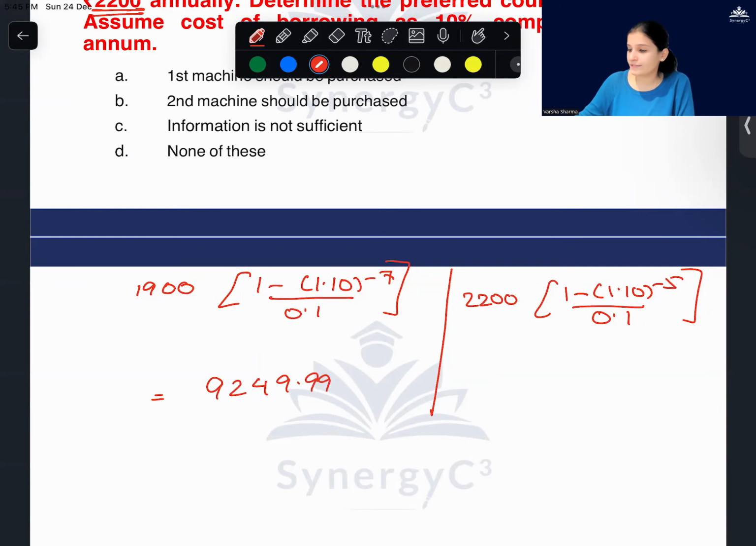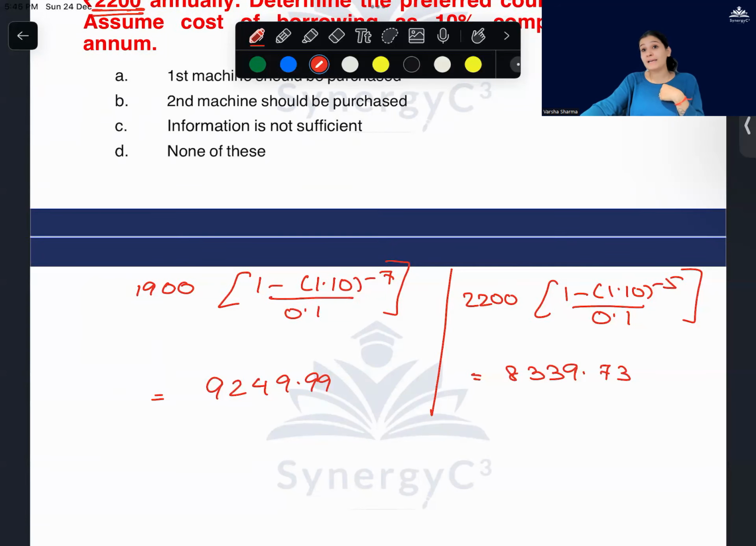9,249.99. And the second one, 8,339.73. Which one? The first one, I'm going to bear a cost of 10,000 and I'm getting 9,249. The second one, I'm going to bear the cost of 8,000. I'm getting more than that. Second one.